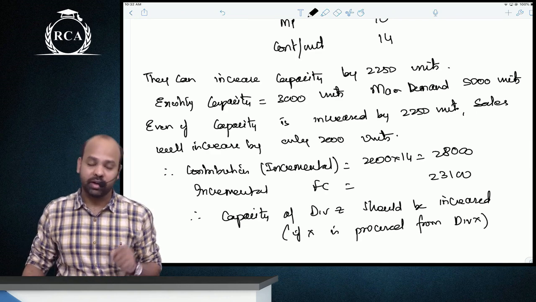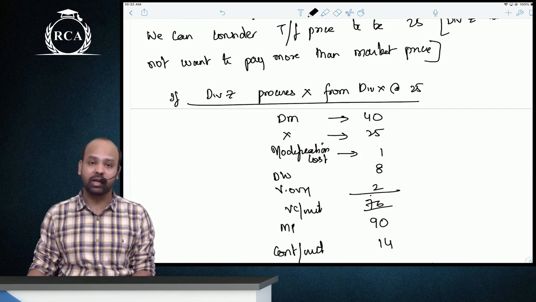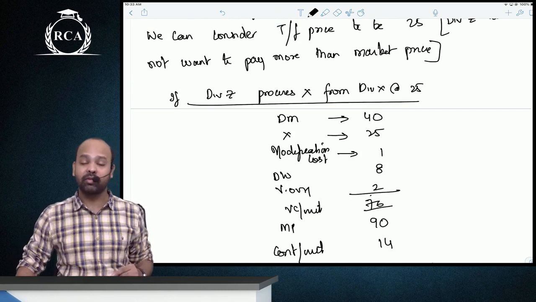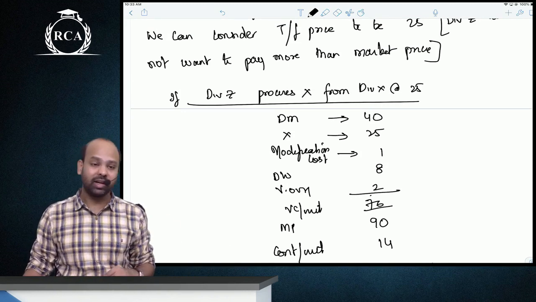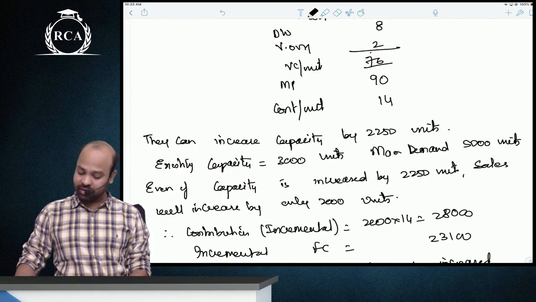As of now, if X is procured from division X, they will have to increase their capacity. If X is not procured from division X, I will consider what will happen if they procure from the outside market, and if X has idle capacity, if X does not have idle capacity, all of that we will see. As of now, this is what you'll have to understand.